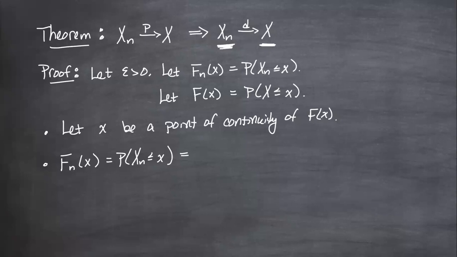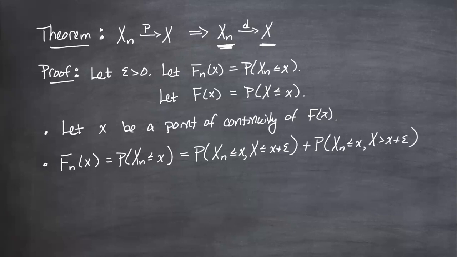I'm going to rewrite this as the probability that X_n is less than or equal to x, and X is less than or equal to x plus epsilon, plus the disjoint event probability that X_n is less than or equal to x and X is greater than x plus epsilon. So I dragged in another event because it's going to be convenient for us.